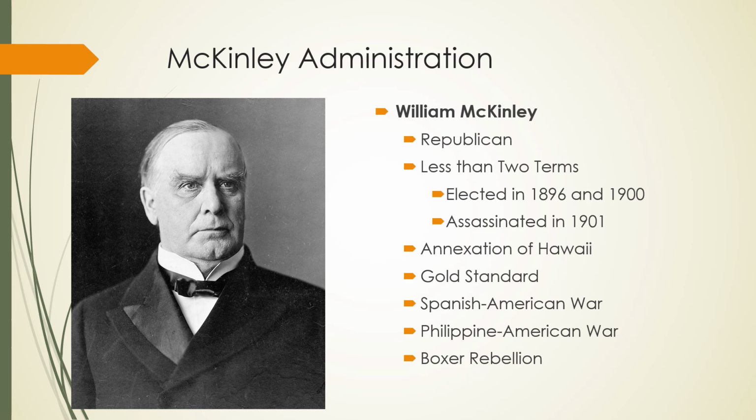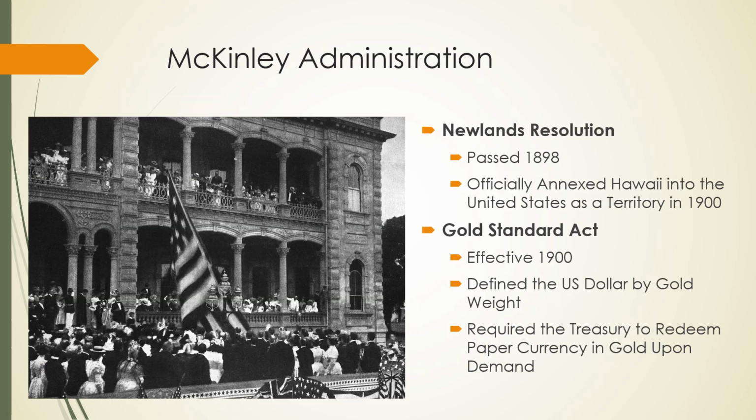All right, so he's a Republican. He's elected to 2 terms, right? So he's elected in 1896 and reelected in 1900, but he's really going to be a 1-term president. He gets assassinated in 1901, which would be the first year of his 2nd term. Again, we're going to focus mostly on imperialism with him, but we'll look at his whole presidency.